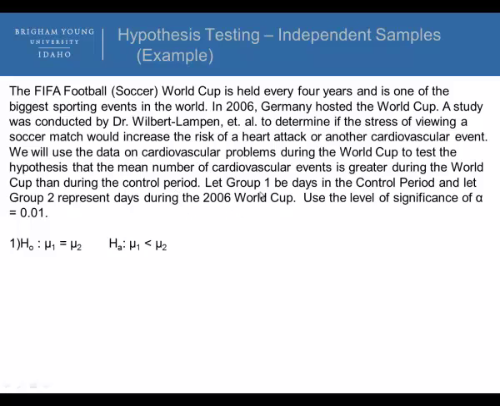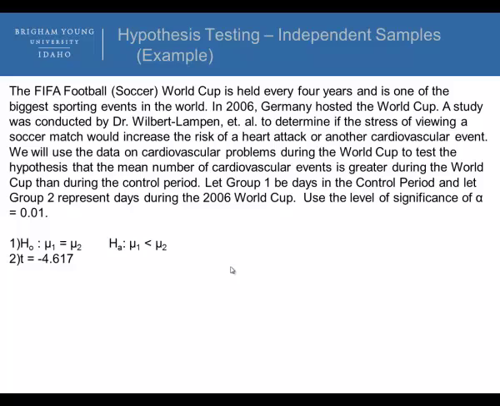during the World Cup than during the control period. But then I said let group 1 be the control period and let group 2 represent days during the World Cup. Because of how it's worded and how I wrote it here, and how it's also written in the textbook, since group 1 is a control group, and since we're looking to see if group 2 is greater than group 1, I have a less than symbol here. So you can switch it around if you want to, or say mu2 is greater than mu1, but I wrote it like this, okay? You could do it either way so long as you keep track of it.